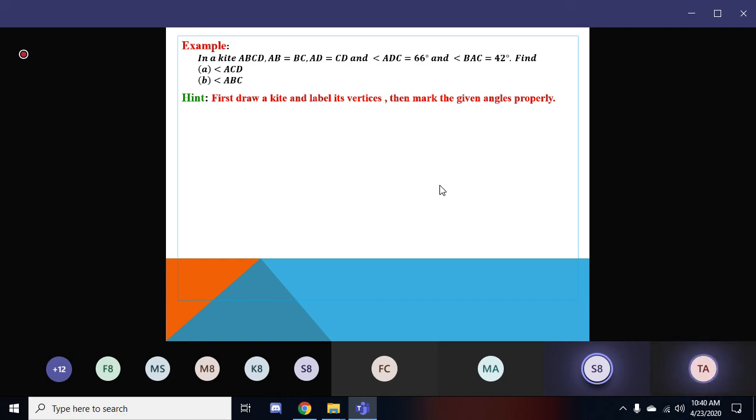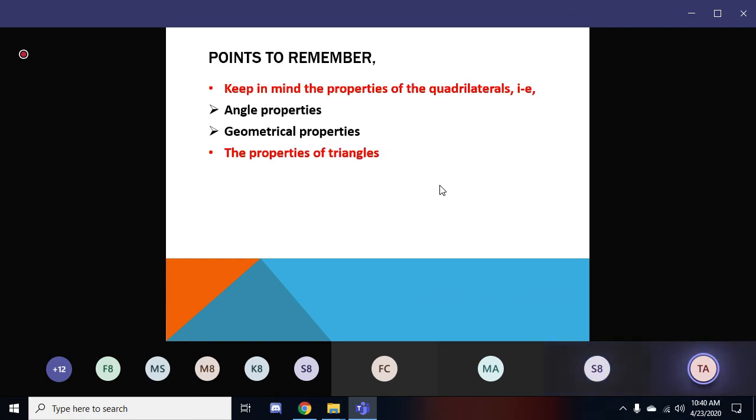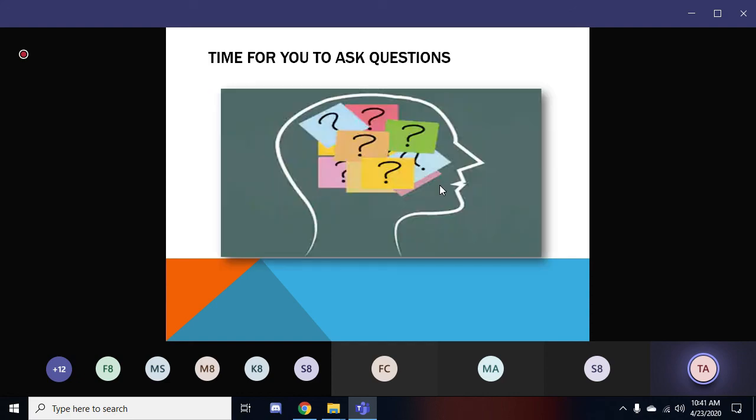Fine. Now, beta, I have just 2 minutes. The points to be remembered are the same. Don't leave the meeting right now. Just wait for 2 minutes. Keep in mind the properties of quadrilateral, the angle properties, the geometrical properties, and the properties of triangle. These are the points to be remembered.